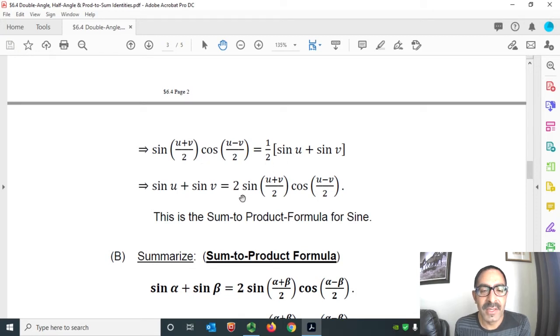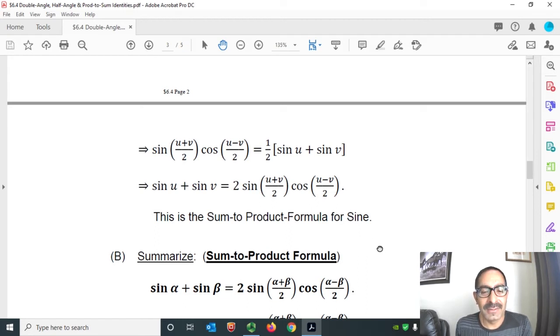This gives me on my right side 2 times sine of (u plus v) over 2 times cosine of (u minus v) over 2. So here on our left side we have the sum sine of u plus sine of v, and on our right side this is in the product form. So the formula is called the sum to product formula for sine. I hope this derivation makes sense to you all.